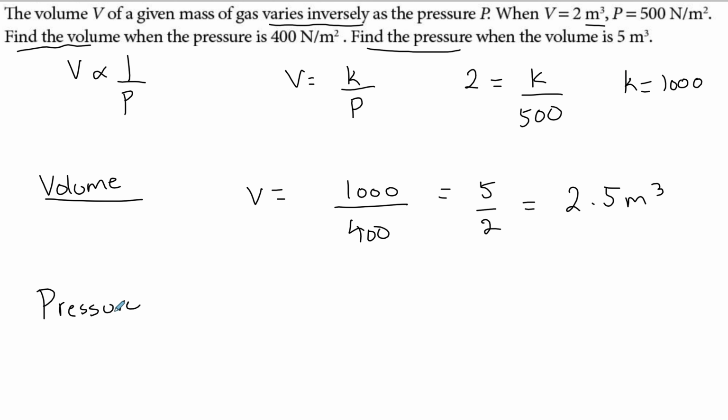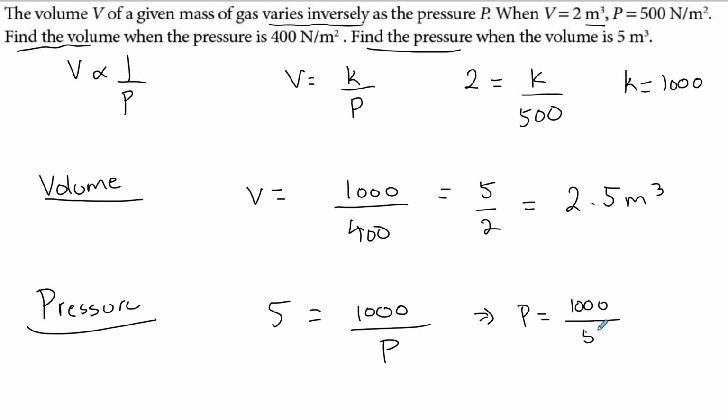Okay, so for pressure, we have that the volume is 5, we have our K, and the pressure is unknown. Cross multiply, and we're going to get P is equal to 1,000 divided by 5, and that's going to be 200. Using the units, we have Newtons per meter squared. So hopefully these examples were clear, quite similar to direct proportion. So just be comfortable with the first step, which is finding K, and then the rest is going to follow.